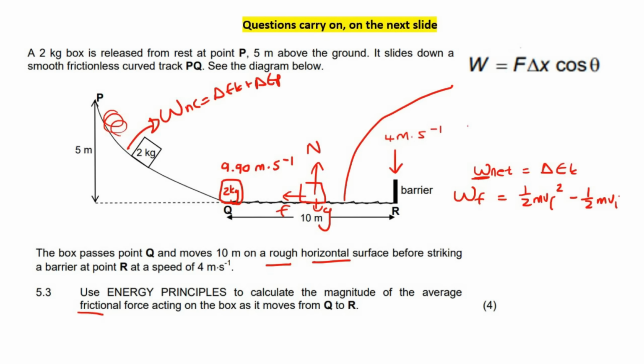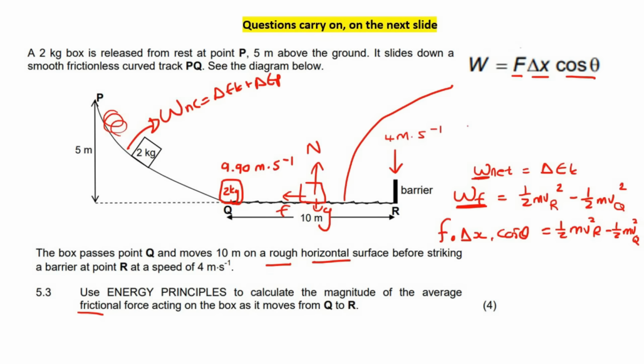So maybe we could actually just say at point R, that's your final position, and then at point Q, which is your original position. We're not going to say P. We're only looking from Q to R right now. Okay, now here we need to expand this into Fx cos theta. So we're going to say the force due to friction multiplied by the distance, which we know is 10 meters, but I'll fill that in just now, and then cos theta. Okay, and then let's fill all this in, minus a half mv squared at point Q.